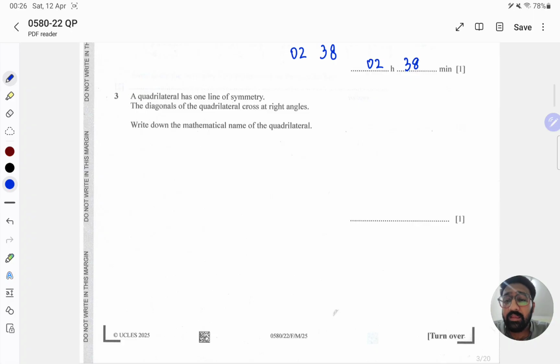Question number 3, it says a quadrilateral has one line of symmetry. So basically, whenever you are reading paper 2 questions, you need to be very careful with what things are given to you. This is a quadrilateral, which means four-sided shape, and in the four-sided shape there is just one line of symmetry. And he also says that the diagonals of the quadrilateral cross at right angles. So basically we need to write down the mathematical name of the quadrilateral.